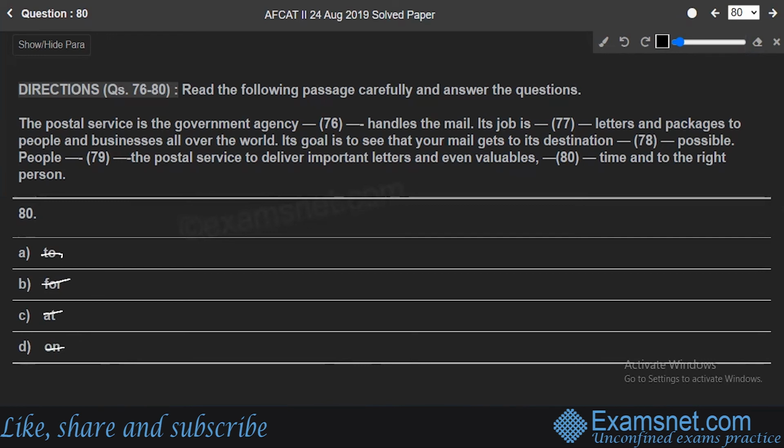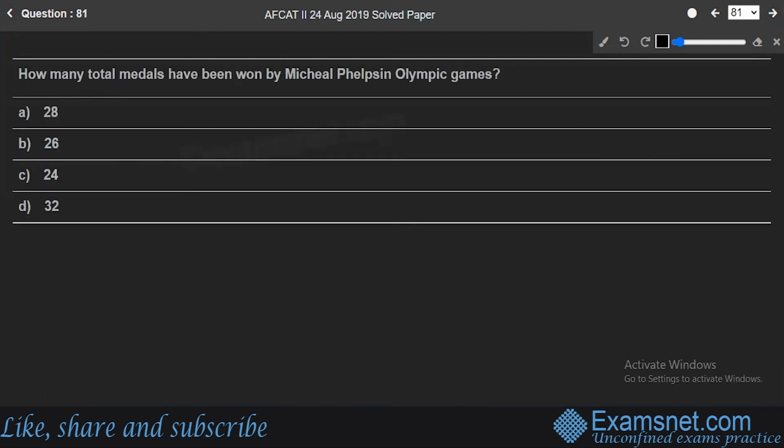See, when I have read that, I can clearly see that these three do not at all go in the sentence. On time suits well over here. So on time and to the right person, this is the correct one. So option D is the correct one to the question. Let's move next, question number 81.